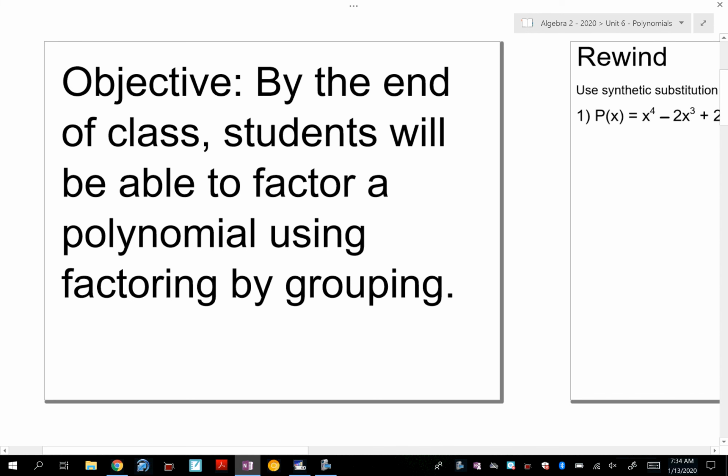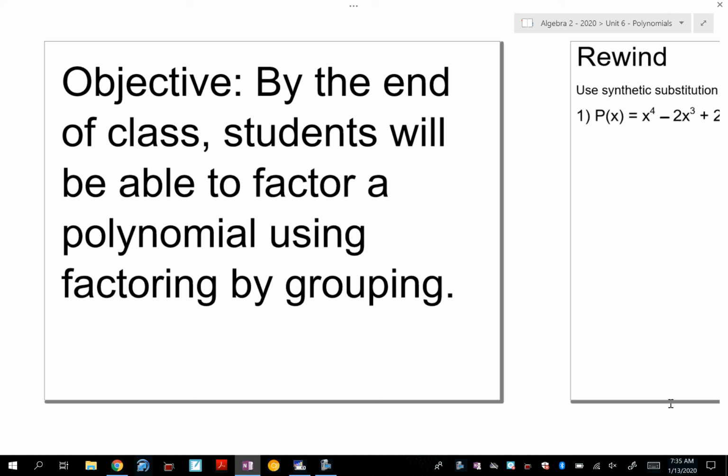All right, today we're going to move away from operations with polynomials. That's what we finished last week on Friday. We finished with divisions. You had a chance to learn synthetic division, which we're going to use again tomorrow. But for today, I need to make sure you understand how to factor by grouping.